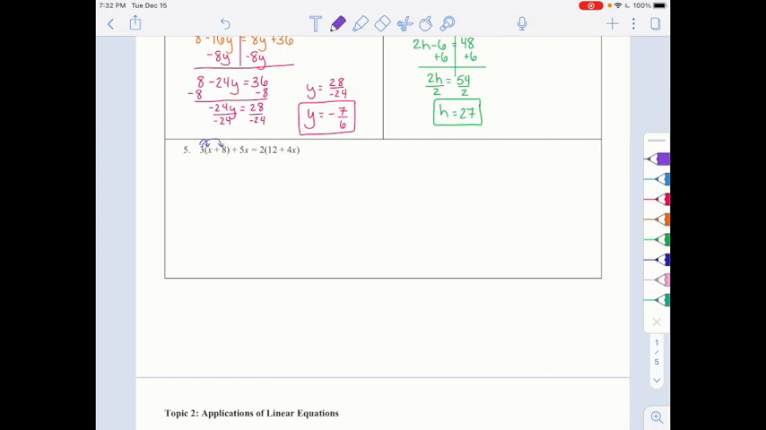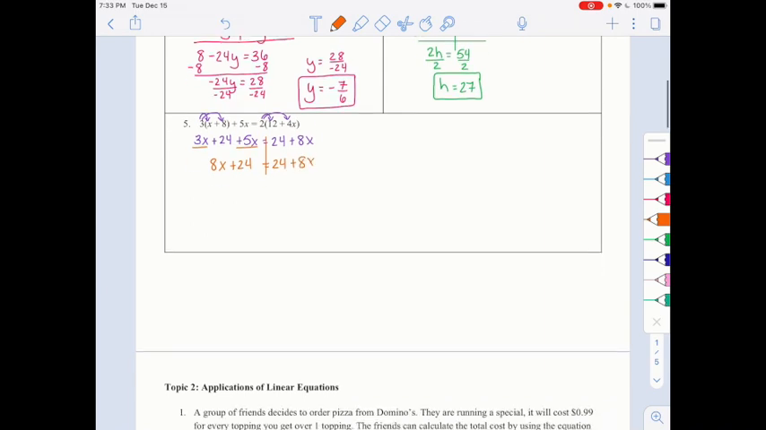So I'm going to distribute, leaving me with 3x plus 24 plus 5x equals, and I can distribute on this side as well. So this is going to be 24 plus 8x. I will then combine my like terms on one side of the equal sign. So this becomes 8x plus 24 equals 24 plus 8x.